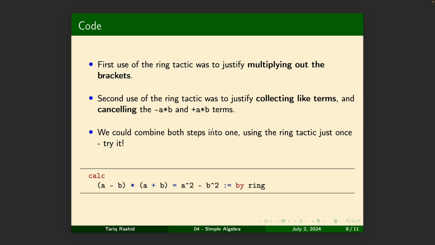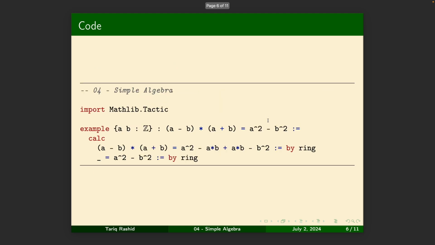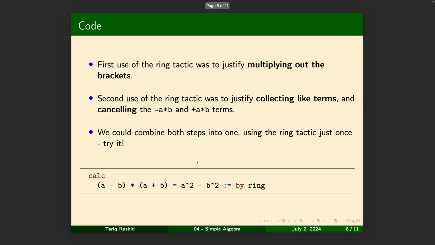And you might say, could we combine them? Could we have it all in one go, so that we have the left-hand side equals the proof objective, the right-hand side, and the whole thing is justified by algebra, by ring, with the two steps combined into one? You can do that, and you can try it. That will work. We didn't do that because I wanted us to see that ring can do those different things. It can do expanding out brackets, and it can do collecting like terms and cancelling if needed. So I just wanted to separate them out. But it can absolutely do that.